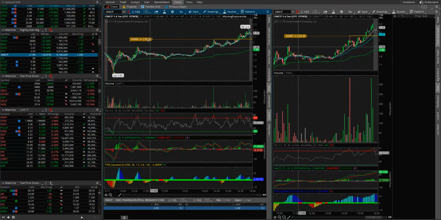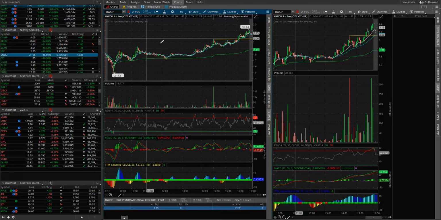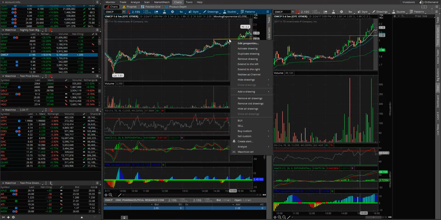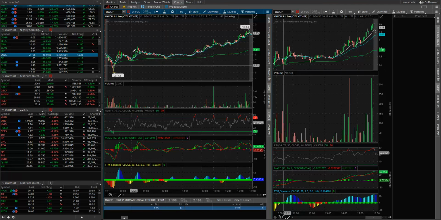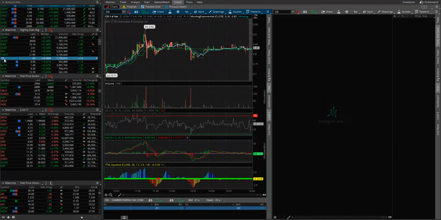All right, and then if you want to delete it, just right click it and hit cancel, and it's gone. If you want to remove your drawings, you can just hit remove drawing, highlight and hit remove. All right, let's see if there's a couple of others.